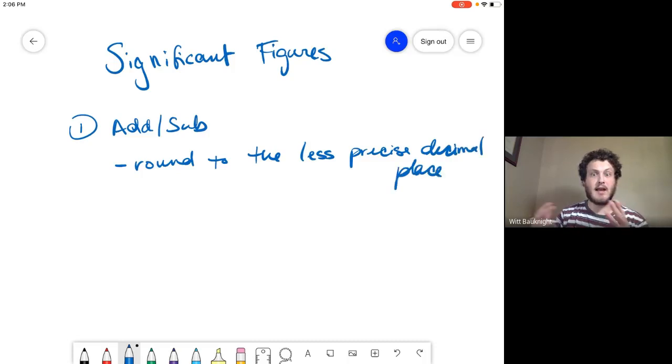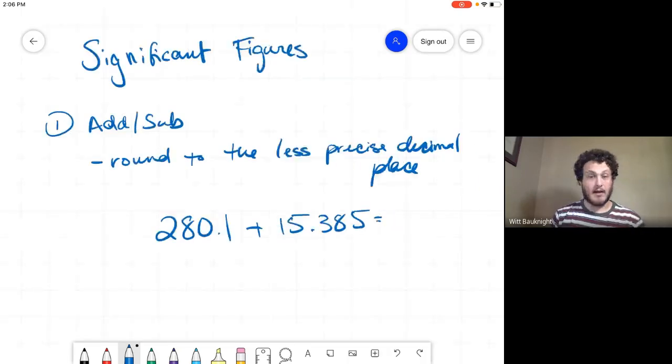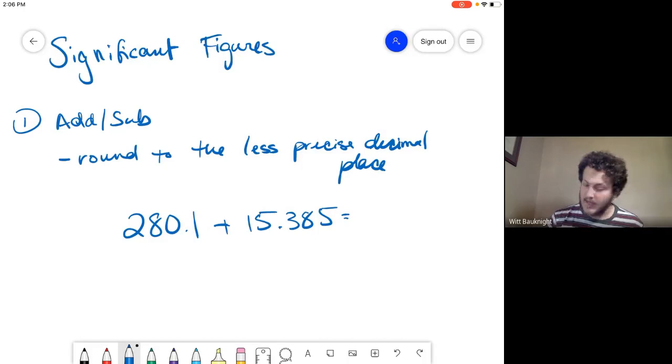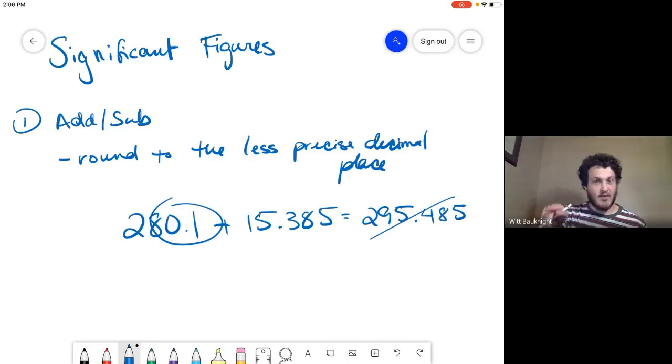And let me give an example of that. Let's say we have 280.1 plus 15.385. Now, if we plug this into our calculator, we would get 295.485. Now that's not necessarily correct when it comes to sig figs. You see how this number is not that accurate, or it's definitely not as precise as the other numbers.